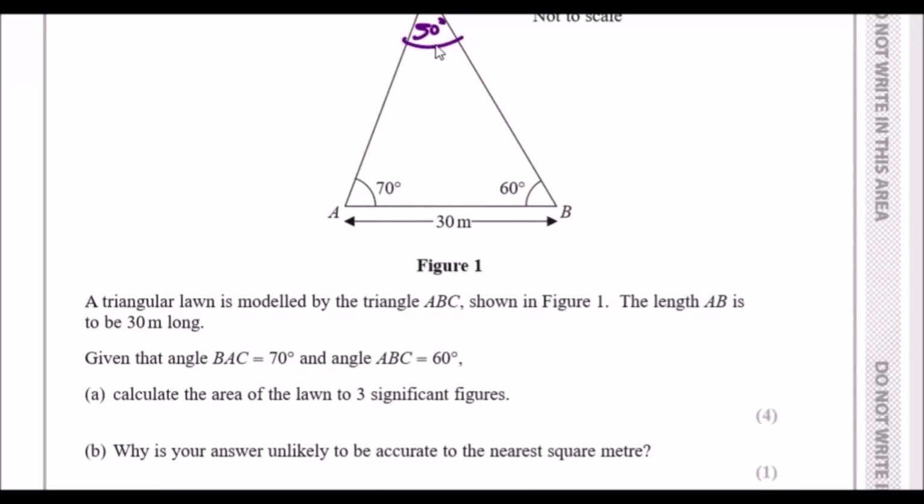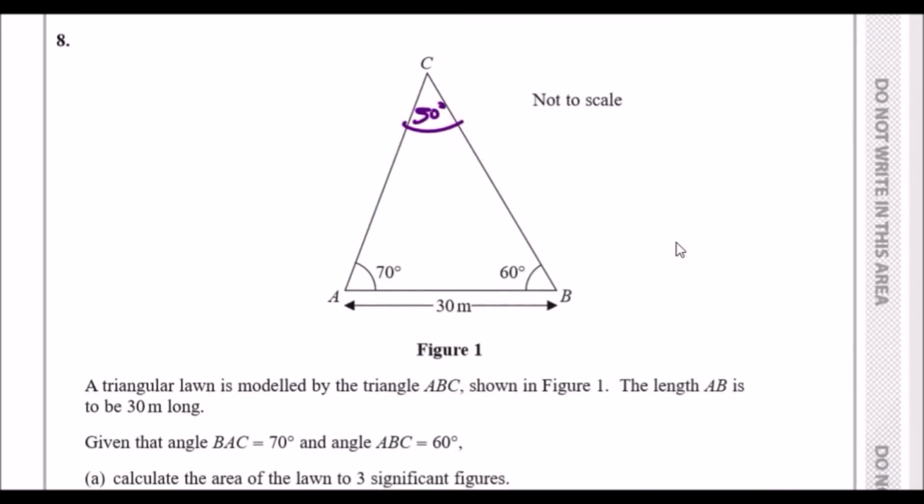Now let's read the question. A triangle lawn is modeled by the triangle ABC, and the length AB, which is the bottom here, is 30 meters long. Given that we know the two angles, calculate the area of the lawn to 3 significant figures. To find the area of the lawn, which is basically a triangle, always use this formula, which is half AB sine C.